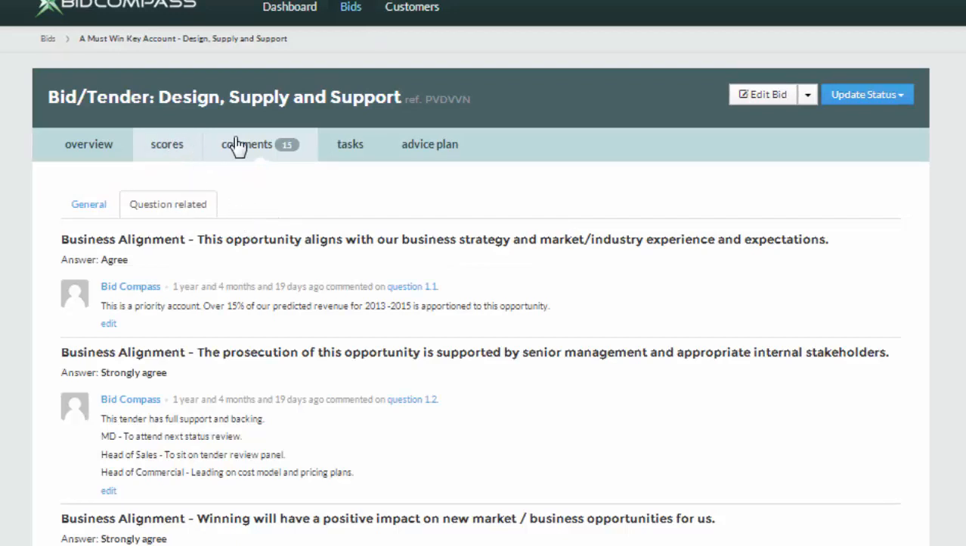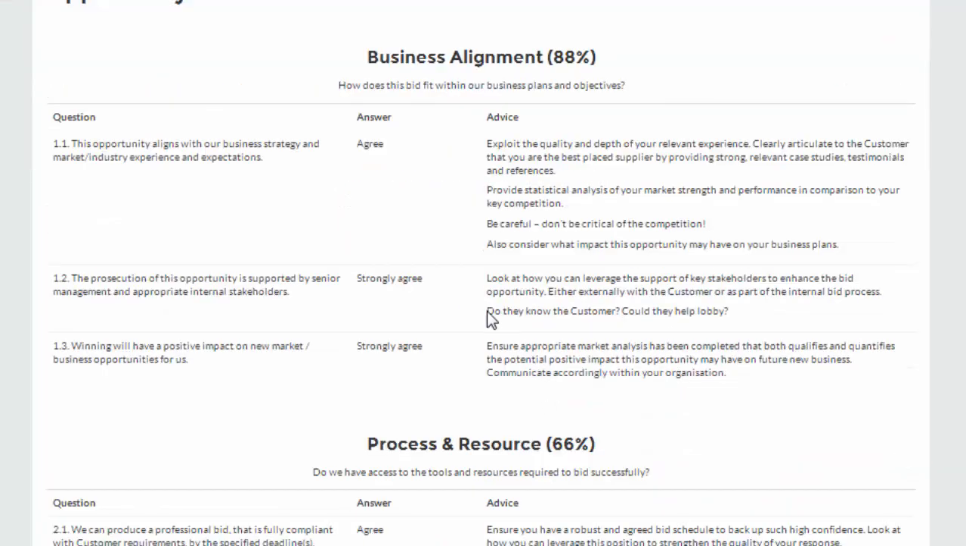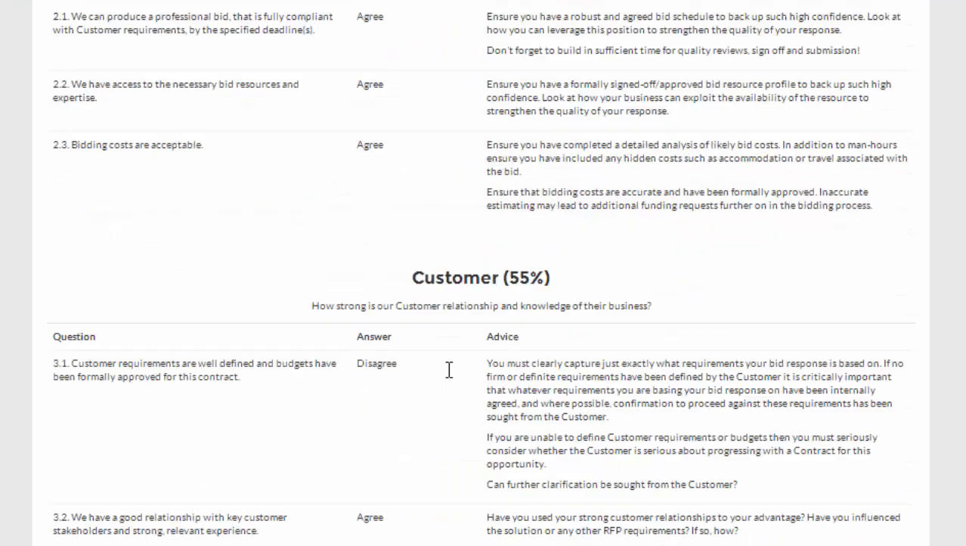Once they've done their scores and left their comments, then Bid Compass generates an advice plan. Now this is pre-populated text, but it is specific to the answers they gave. And the reason that this is so useful is because sometimes people are flagging to us in these answers that they've got a particular problem. And the advice can point people to all the help that they can find somewhere in the company, but they might not be aware of.